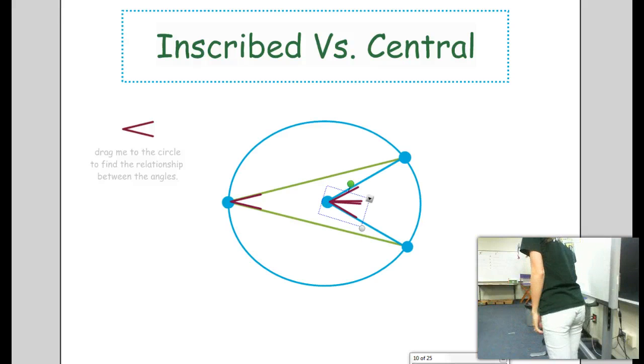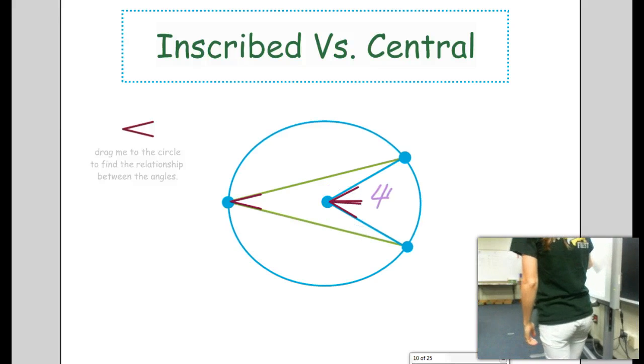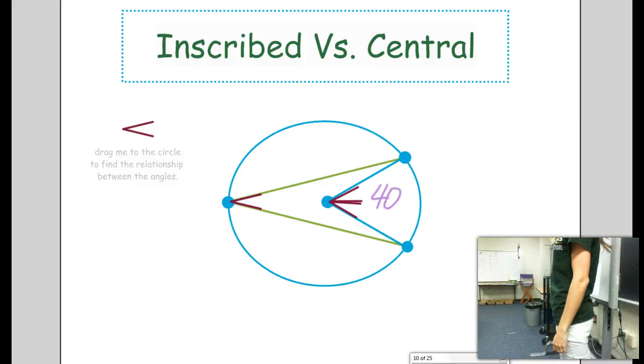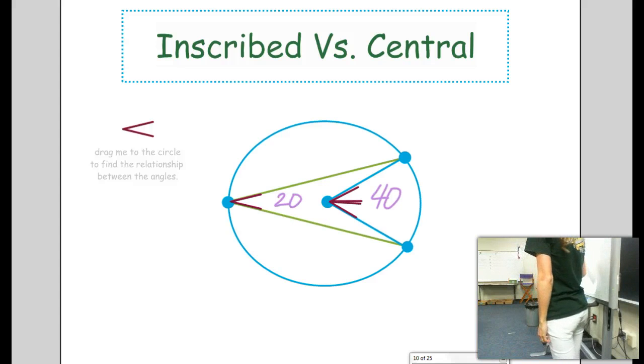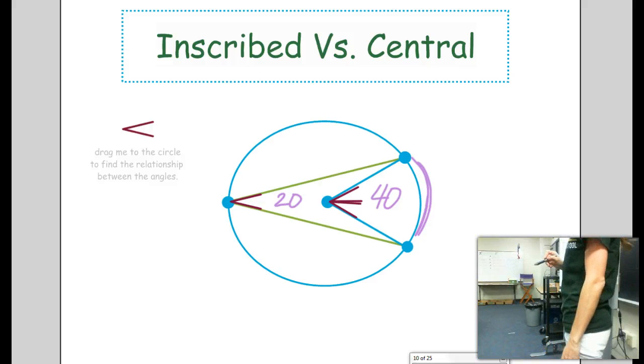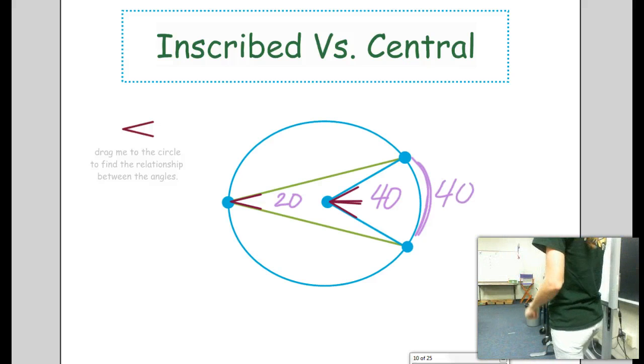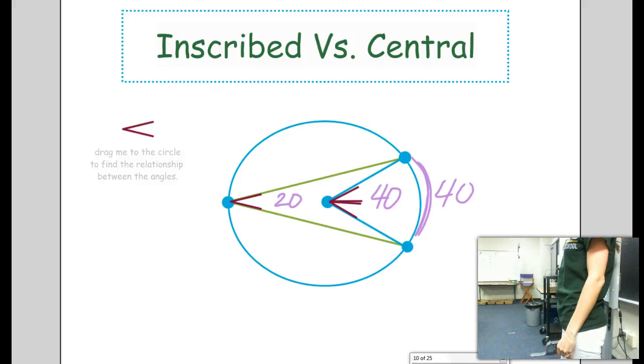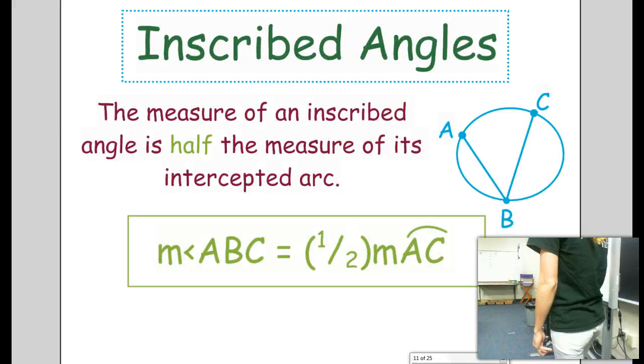So what does that mean? If this angle is 40, what's this angle? 20. Don't say 80. 20. And what's the measure of this arc? The same as the central angle. So there's going to be double of one number, and then only one of that smaller number. Okay? All right. Write it down.